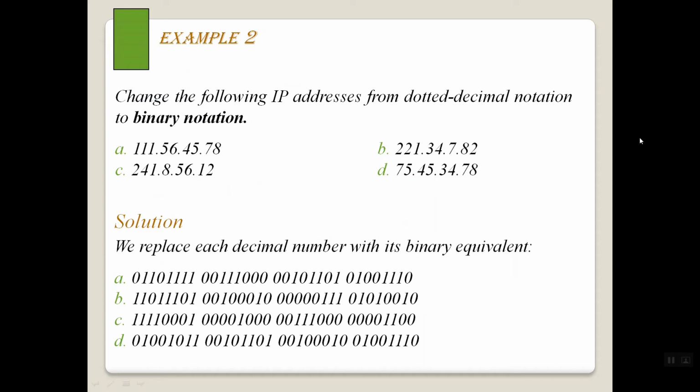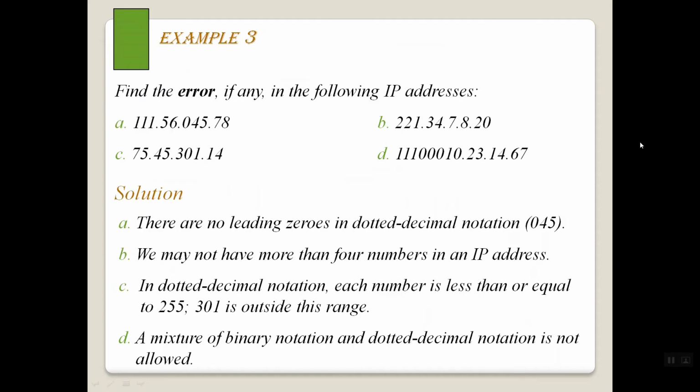In example number 3, find the error, if any, in the following IP addresses. Now this example is very crucial and important. For A, we have 111.56.045.78. So can you guess the error? The error is that you cannot start any block of an IP address with 045. You cannot put 0 after the dot.